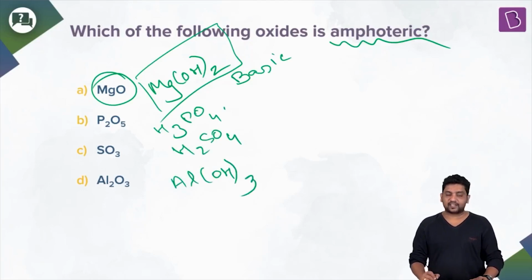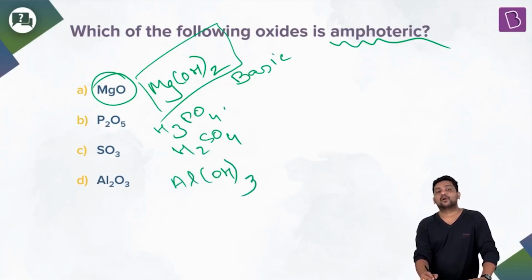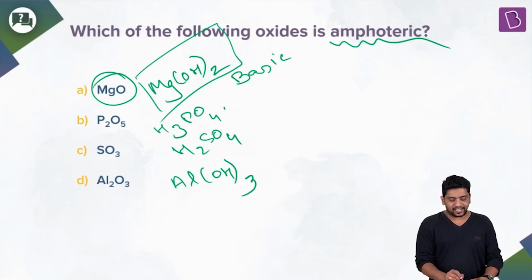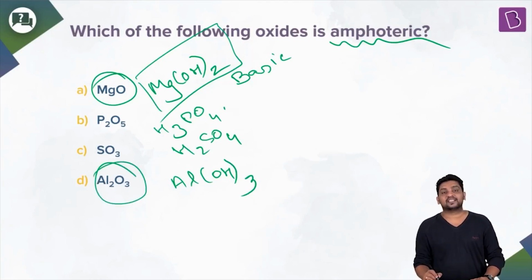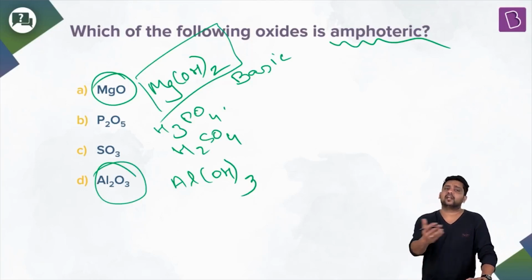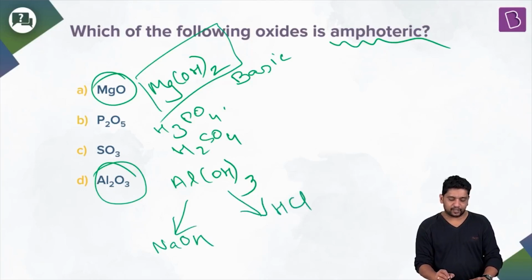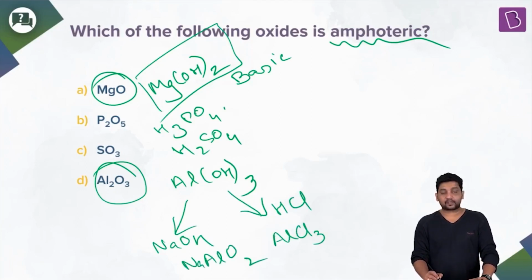Now as far as Al(OH)3 is concerned, it shows both basic as well as acidic kind of behavior. That depends on what is added along with this. If you have something less basic compared to Al(OH)3, then Al(OH)3 will behave like a base. For example, this will react with both NaOH as well as HCl. It will give you AlCl3 with your HCl, and it will give you NaAlO2 with your NaOH, right?